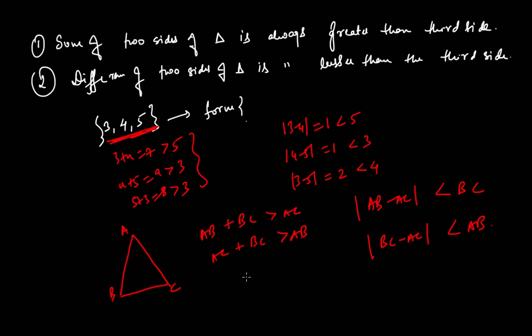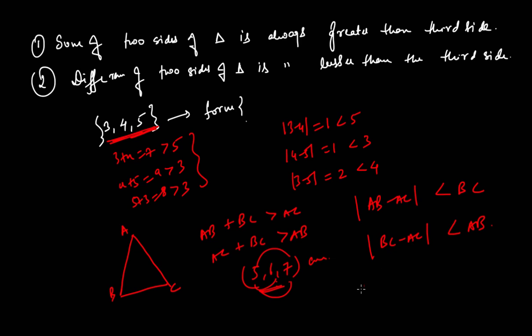Say I have to construct a triangle with sides 5, 6, 7 centimeters. Now the question is, can I construct it? Now see, 5 plus 6 is greater than 7, 7 plus 6 is greater than 5, 7 plus 5 is greater than 6. Hence, I can construct such a triangle, right?